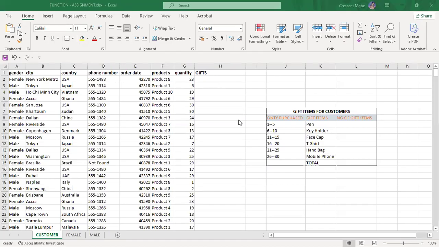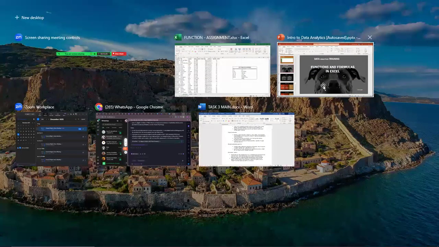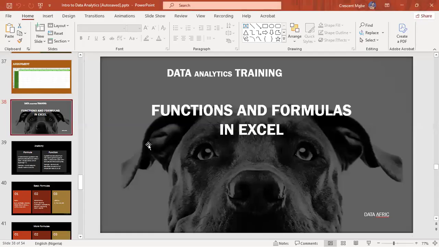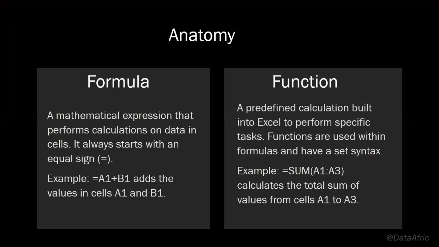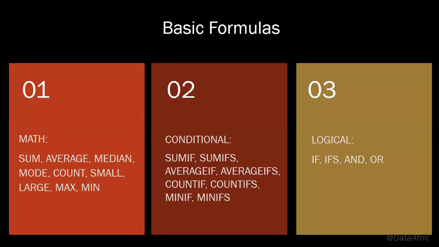Okay. So today we are supposed to jump into, we're still in functions and formulas. I think we've done formula, we've done functions. So you now know the difference between the two. We've done all of this math function, we've done sum, we've done average, median, mode. We've done conditional functions, we've done sumifs, averageifs, countif, and the rest, all of them. We've also done some logical functions as well, IFS, AND, OR.